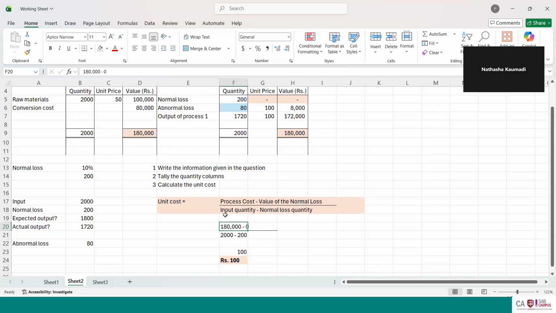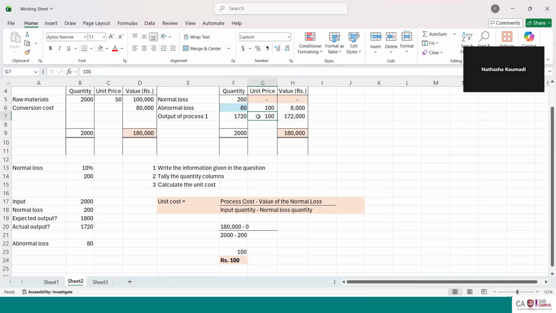And then input quantity, how many kilograms we have put as the input? 2000. So I take 2000, and then the normal loss quantity is 200, right? So I have written like this. And then I have calculated the unit cost as 100. So using this 100, now I'm taking the values. I can multiply these 80 multiplied by 100. 8000 is the value of abnormal loss.